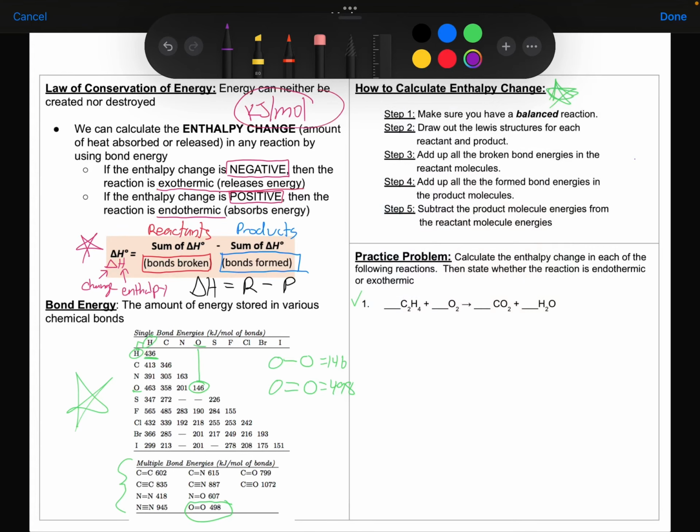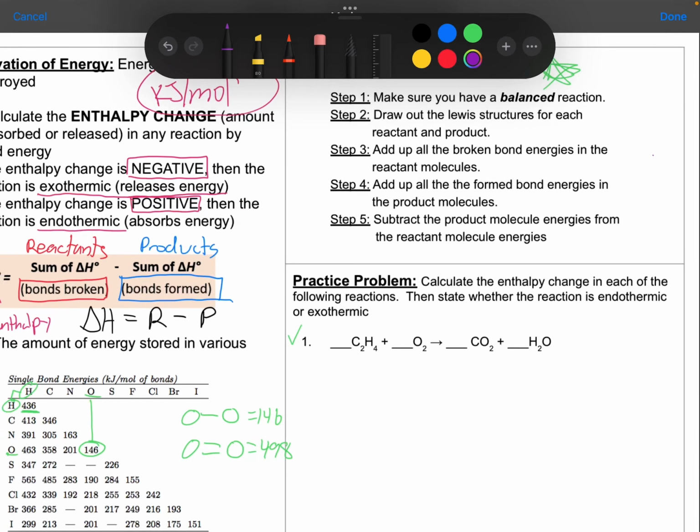So the first element that I see here is carbon. And in my C2H4, there are 2 carbons. Over on the right-hand side with my CO2 molecule, there's only 1 carbon, and that doesn't match, so I have to make it match by placing a 2 in front of my carbon dioxide. So that takes care of carbon.